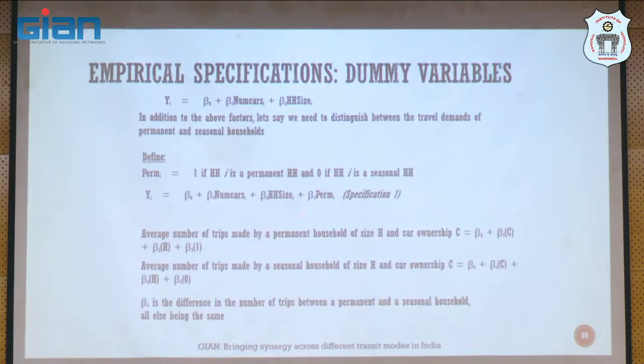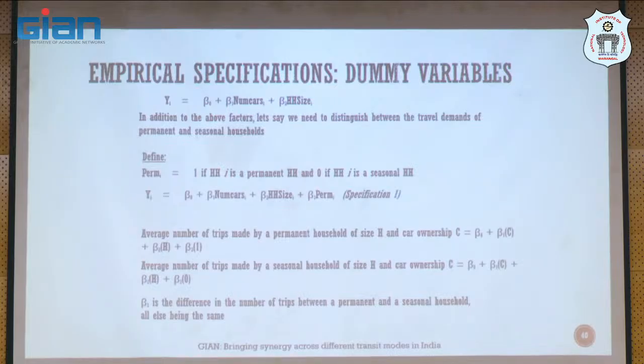Let's look at the interpretation for all of them. What does beta 1 represent here? If somebody who has no idea about statistics comes and asks you what beta 1 represents, what would you explain? It should not be a mathematical explanation, it should be a physical explanation. What does beta 1 represent? If the number of cars increases by 1, the number of trips will increase by beta 1. Same thing for household size.